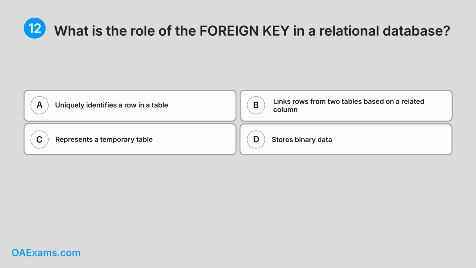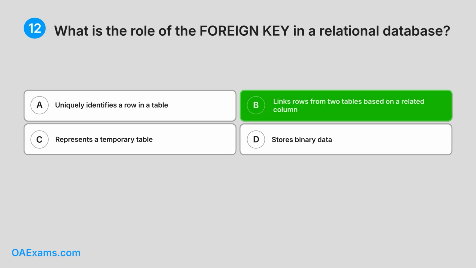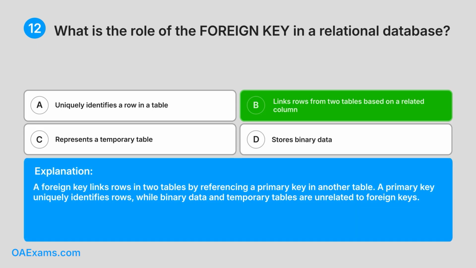Correct answer. B. Links rows from two tables based on a related column. Explanation. A foreign key links rows in two tables by referencing a primary key in another table. A primary key uniquely identifies rows, while binary data in temporary tables are unrelated to foreign keys.